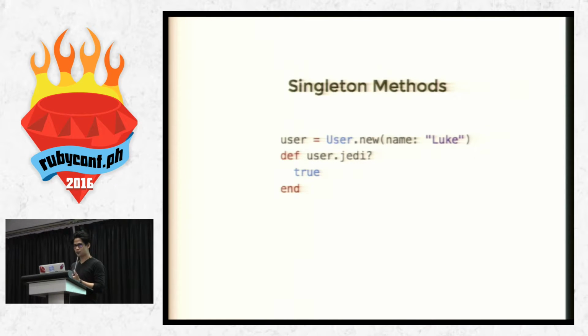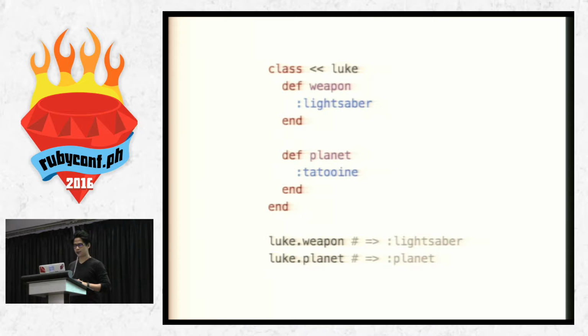Singleton methods are the methods you define on an instance. It's not for the whole class. So in this case, we have user, and if we define a singleton method called jedi, it will only be available to this specific instance. Other instances of user will not get this. Here's how you declare multiple singleton methods for a specific instance. Just class, then double less-than, then loop, which is the object instance, and then you can define multiple singleton methods over there. You'll probably say, man, I'm not going to use that.